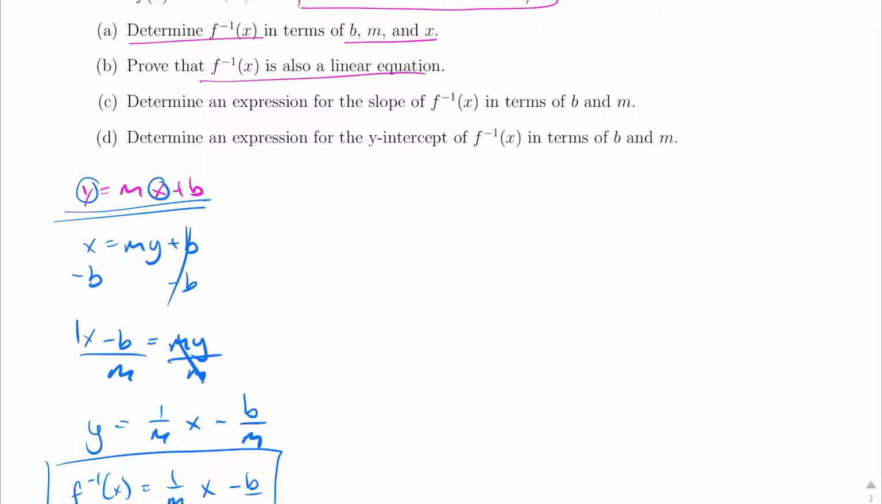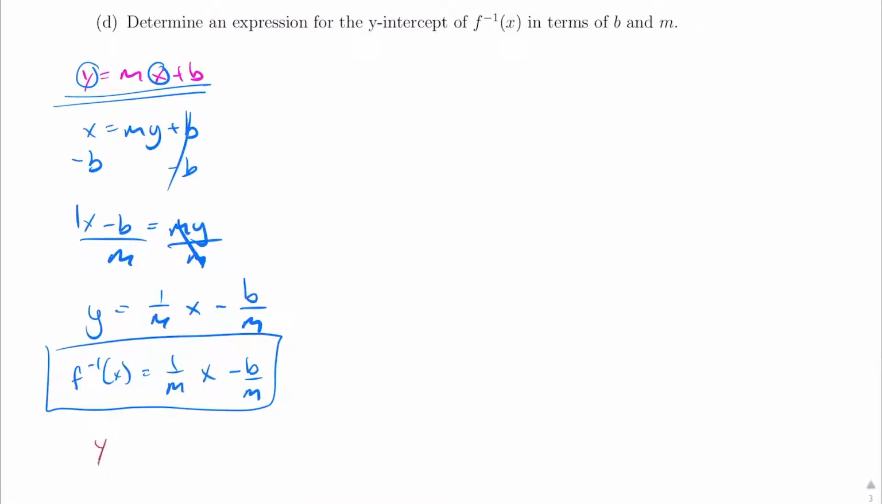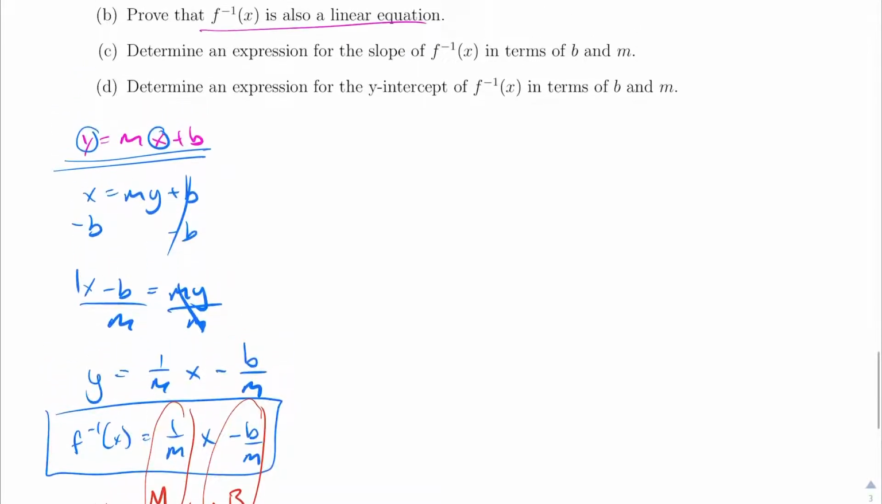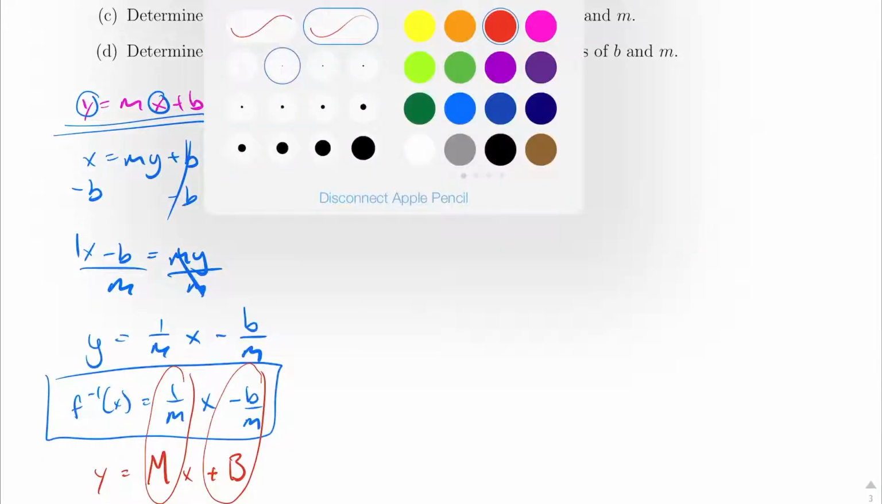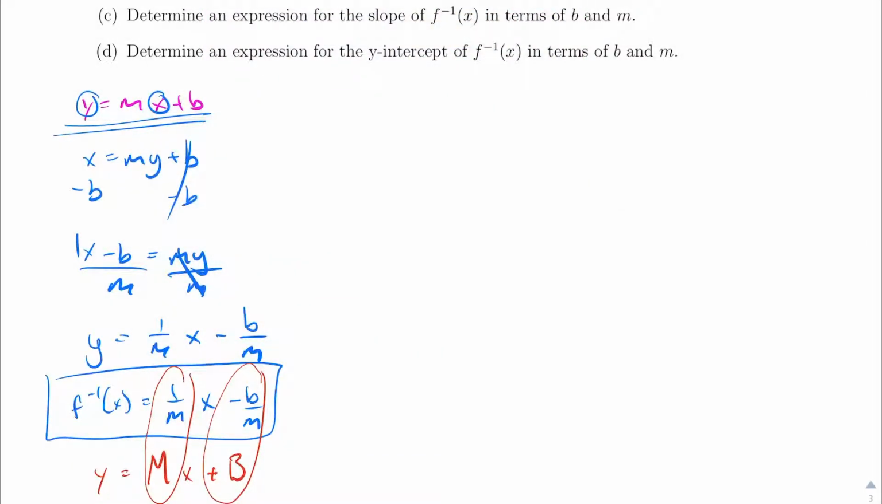Prove that f inverse of x is also a linear equation. Well, let's see. This is in the form y equals, and it's a little bit confusing for me to write m here, so I'm going to write capital M, some slope times x plus some y-intercept. So matching the pieces up, yeah, we've got a slope, we've got a y-intercept, so this must be a linear equation. So now that we've actually matched things up, we've kind of answered parts C and D.